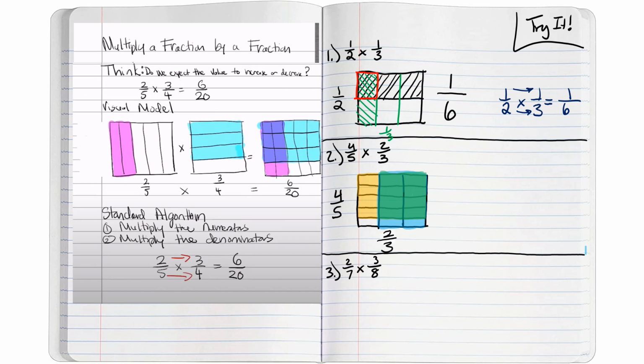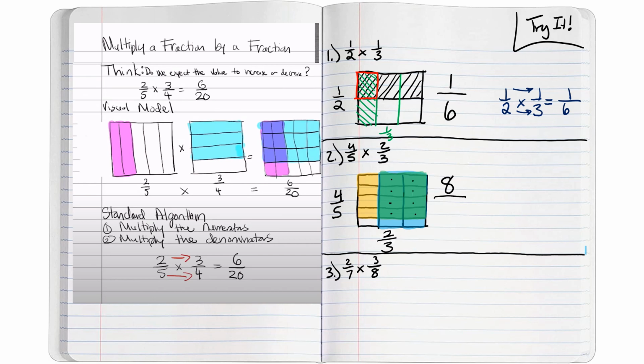Now I need to figure out the value of that overlap. What is that worth? To do that, I need to figure out how many pieces are part of the 4/5 and part of the 2/3. So I'm going to count how many pieces. 1, 2, 3, 4, 5, 6, 7, 8. I have 8 pieces that are part of the 4/5 and part of the 2/3.